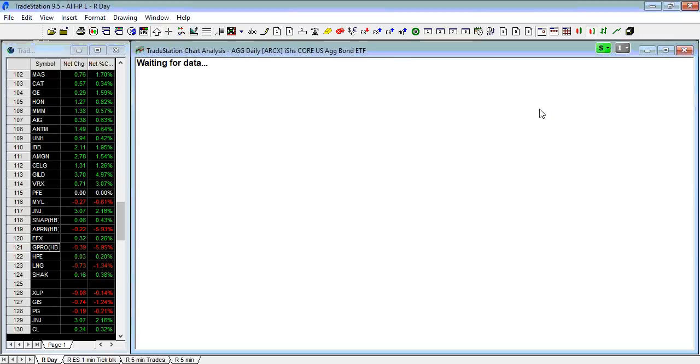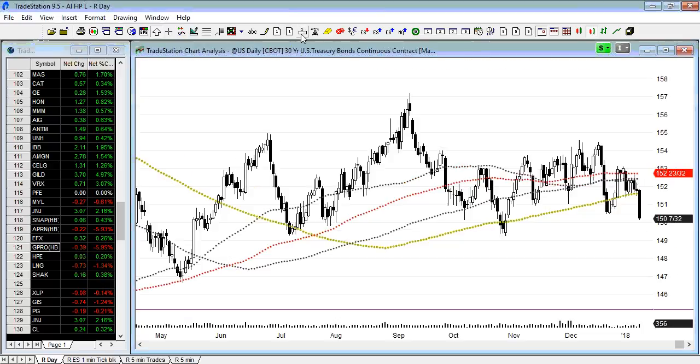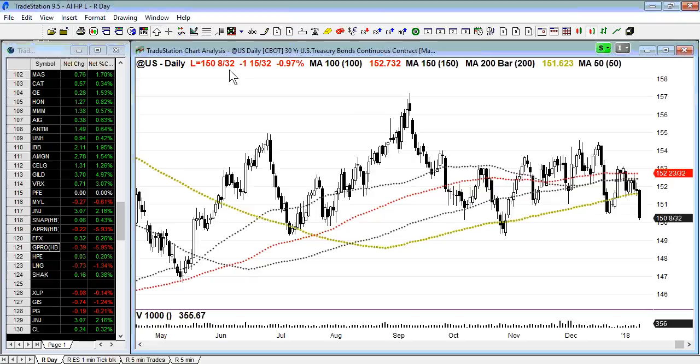Question about AGG, a bond ETF. I have to say I've never traded it. I was thinking about talking a little bit about bonds today. A lot of this bond ETF is very similar to the 30-year bond futures, which is this. Okay. I'll talk about the 30-year bond futures instead of the AGG or the TBT or the TLT. I talk about it every now and then. I haven't talked about it in a while.